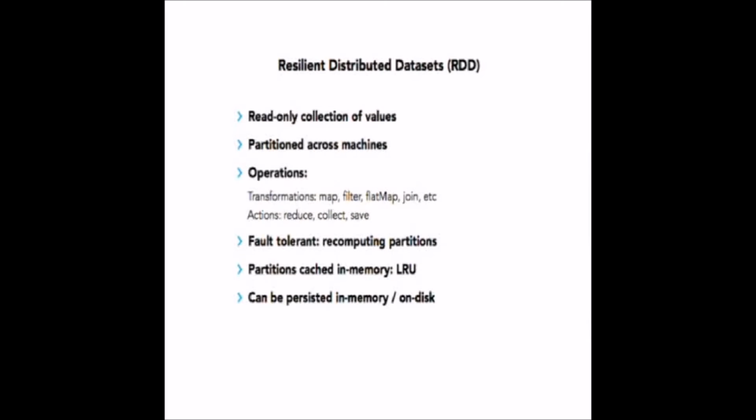The RDDs are the datasets. A dataset is basically a sequence of values that are partitioned into pieces, and each partition can live on a separate computer. Typically, you do partitioning on a key. There are a bunch of transformations on these RDDs, such as map, filter, flat map, join, and so on. Then there are a bunch of actions such as reduce, collect, save, which will force the computation and then produce the output.